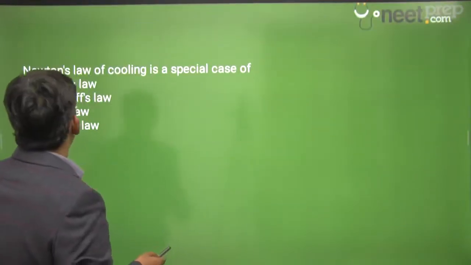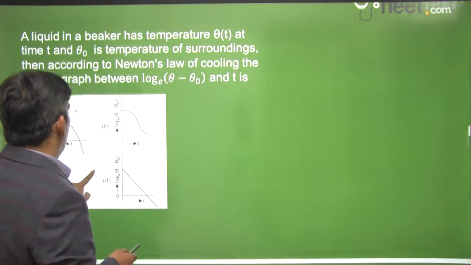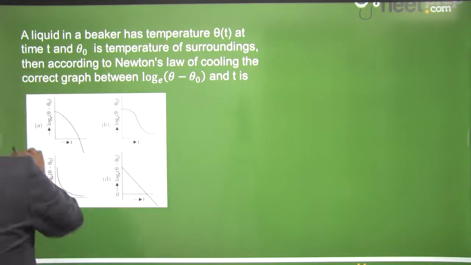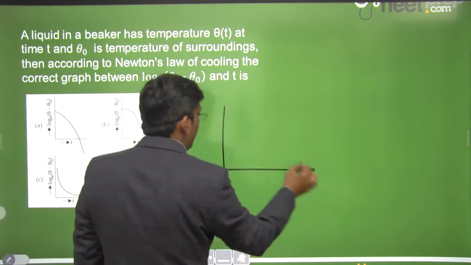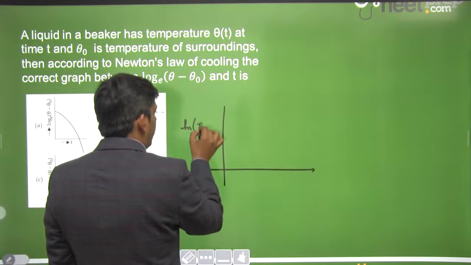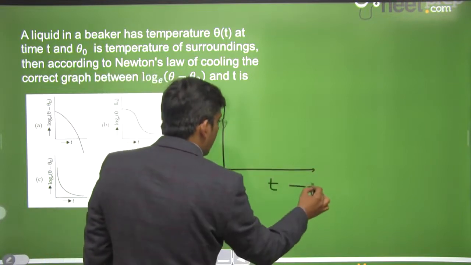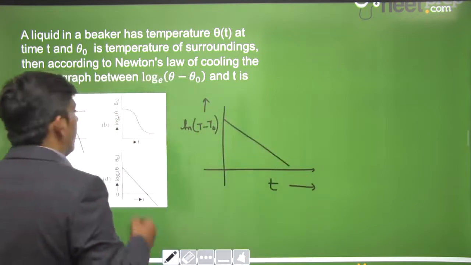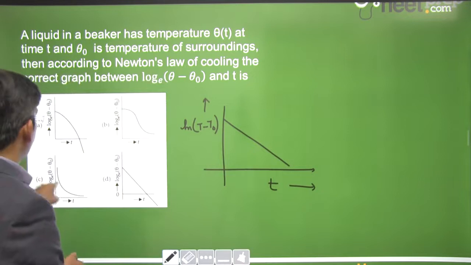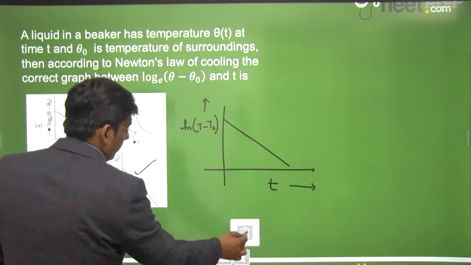Newton's law of cooling is a special case of Stefan's law, we all know that, right? Newton's law of cooling, we have plotted the graph already, that ln of the difference in temperature of system and surrounding is going to be a straight line, right? If it would have been just the difference in temperature of system and surrounding, it would have been an exponential decay, right, dear students? The fourth option is the correct one.